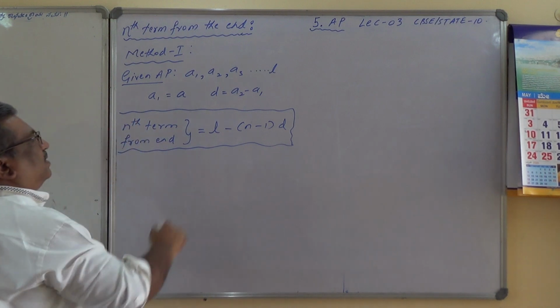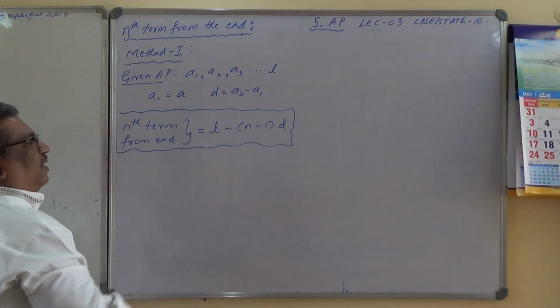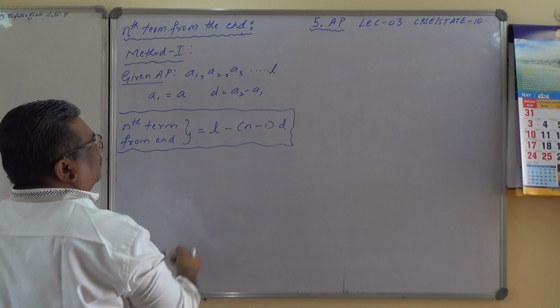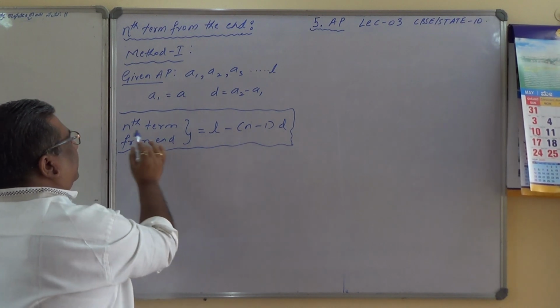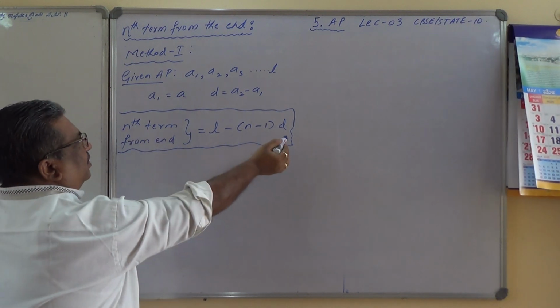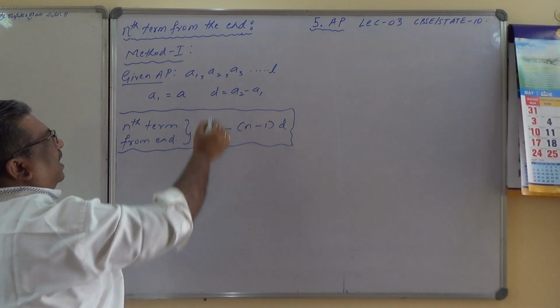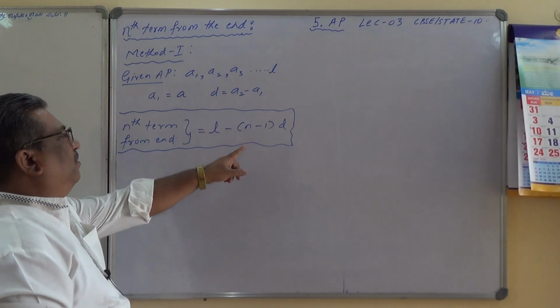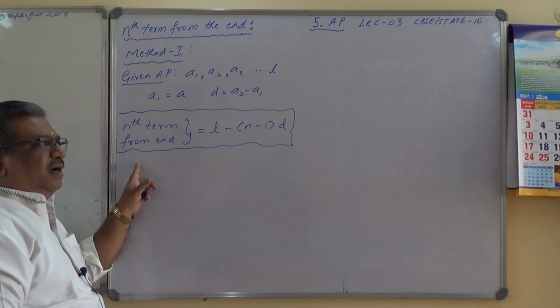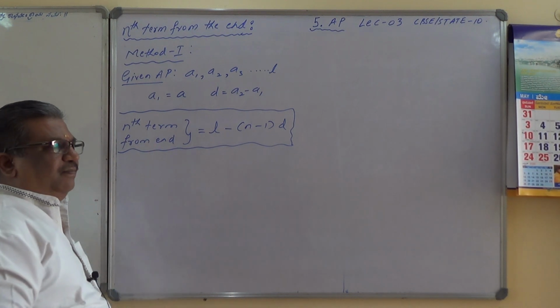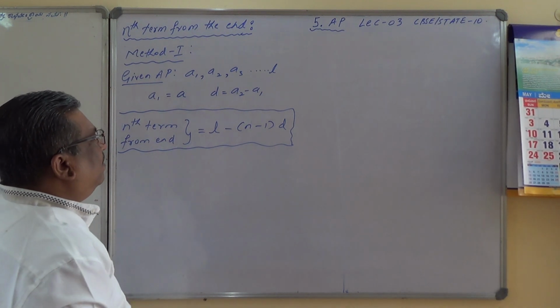Is that clear? This is directly using the formula. What is L here? Last term. What is n? The nth term from the end. What is D? Common difference that we calculate. All these things are known to you and you can apply the formula directly to get the nth term from the end. Now let me discuss method 2 here.